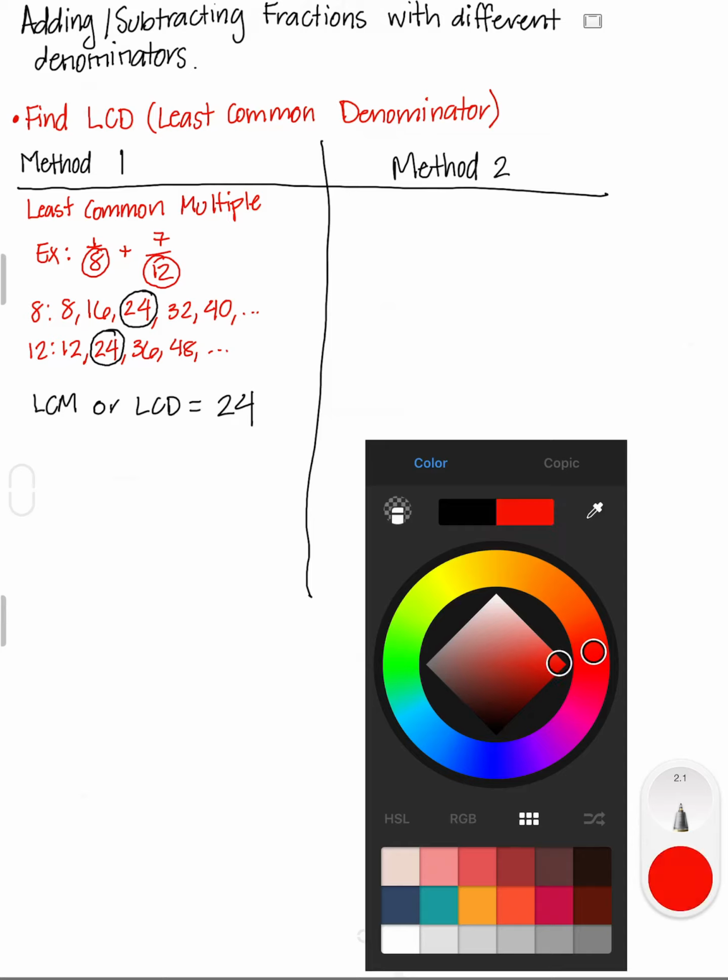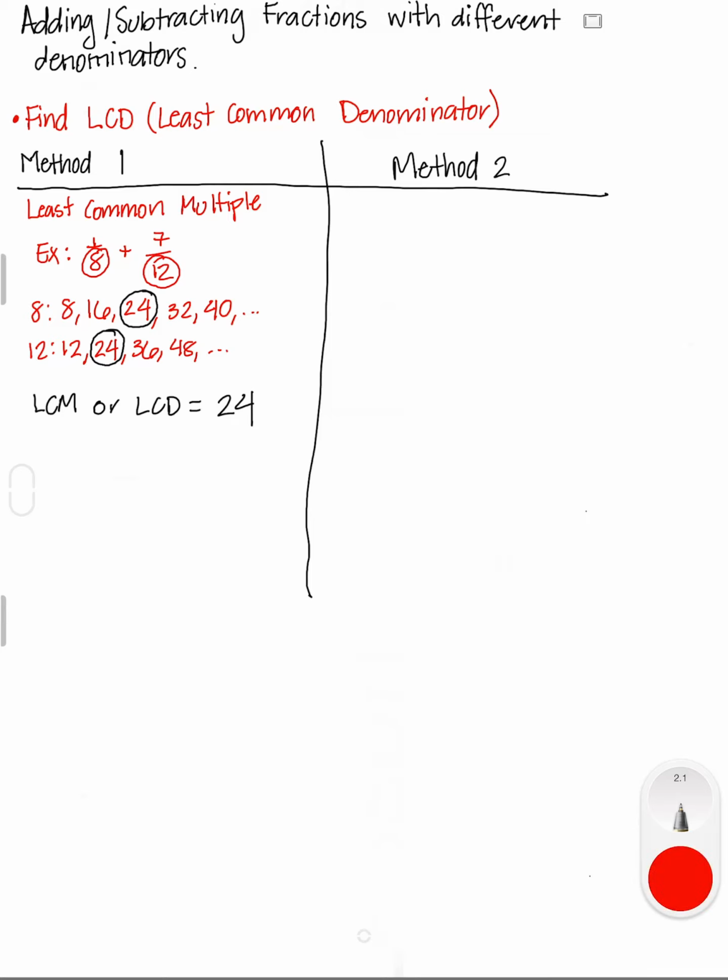Now, the second method is prime factorization, basically what we covered on the first slides of the presentation. Remember that prime factorization means finding all the factors that are prime from the numbers, right? I'm going to use the same example, 1/8 plus 7/12. And again, we're only looking at the 8 and the 12, only the denominators. We're ignoring the numerators for right now.